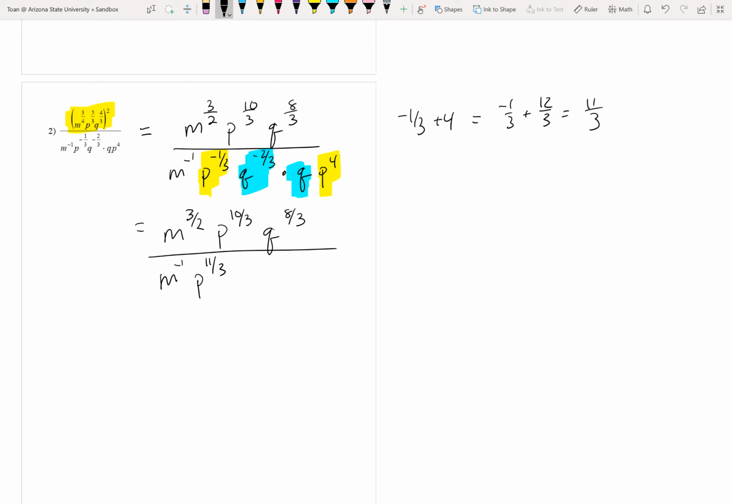Move on to the q's. I have negative 2/3 plus 1, which is negative 2/3 plus 3/3, which is 1/3. So that's q to the 1/3. Now I can go ahead and use the division rule with the like bases.